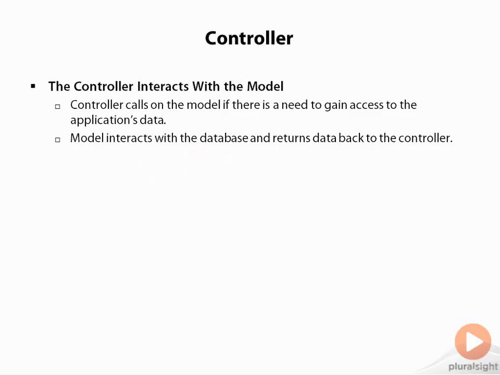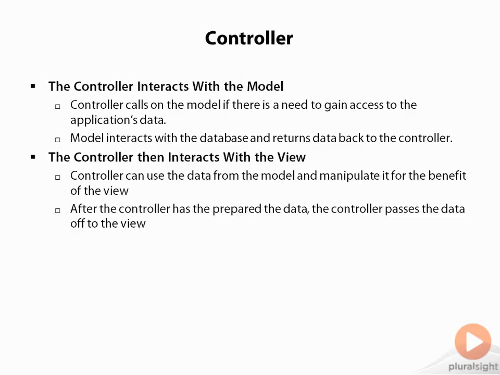The controller will call on the model if there is a need to gain access to the application's data. If there is no data method in the particular action, then the controller will not access the model. If there is a method, a call to the model is made, and it will process and return the data that is requested. After that, the controller will take the data that it received from the model and manipulate it for the benefit of the view. Once all the data is finished, it is then passed off to the view for the presentation.